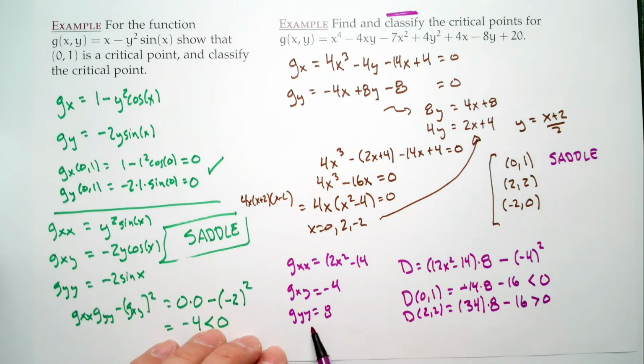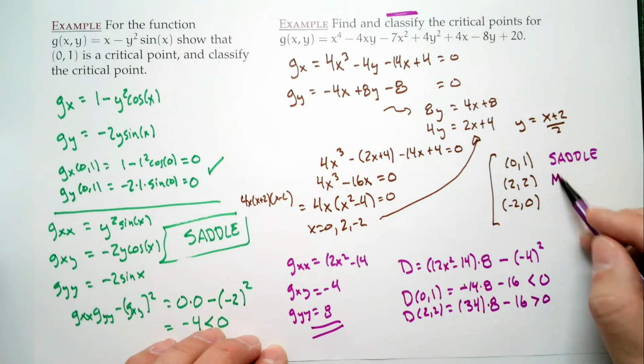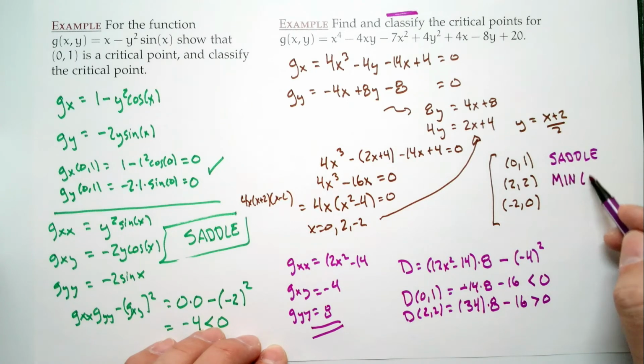Notice that g_yy is really easy to compute the sign of. It's positive. So the second derivative with respect to y is positive, so what kind of point is it? Max or min? It's a min. So if you're positive, you're a min. And again, this is a local min.